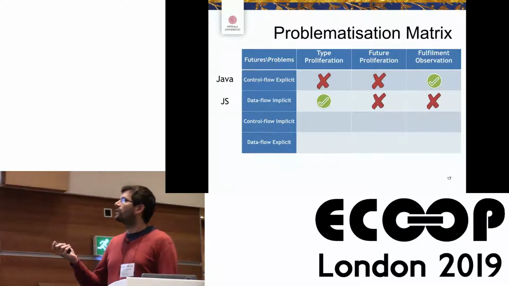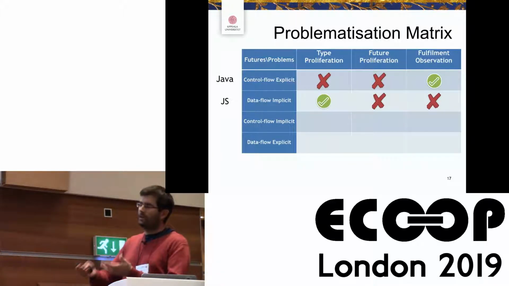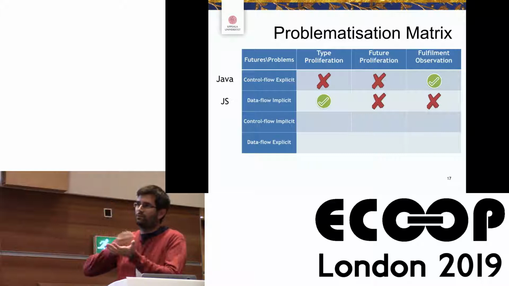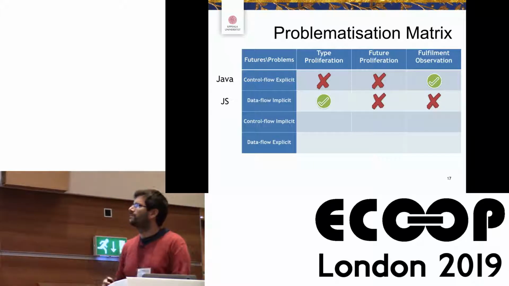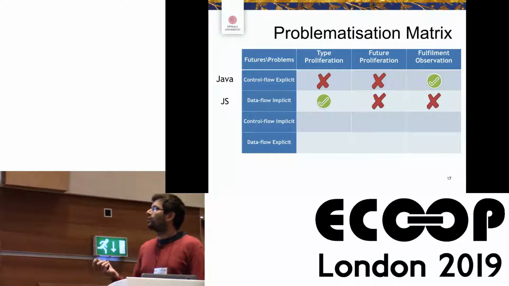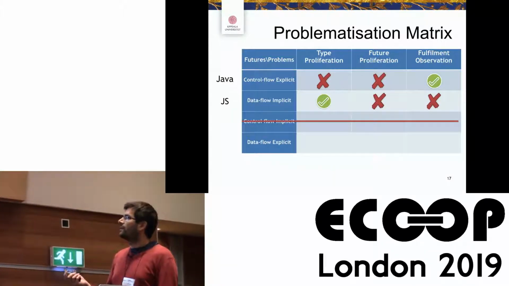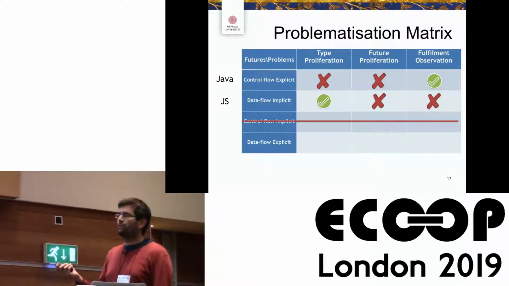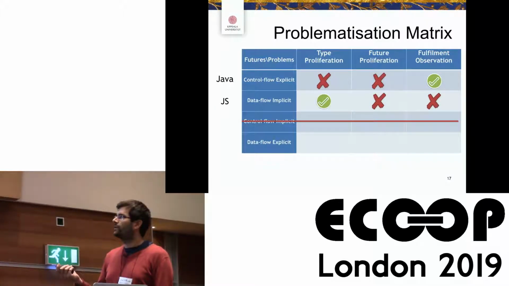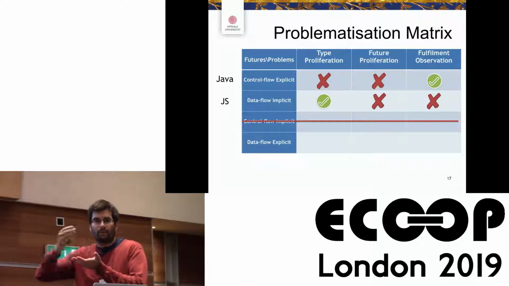Data flow and implicit could be JavaScript. You don't have access in this case to the type, and whenever you try to access the value, you just get the end result, not the intermediate steps. Control flow implicit will be the kind of future in which the future type is not available to the developer, but somehow you want to access the intermediate steps. This has not been studied as far as we know by anyone. And then data flow explicit futures would be the futures that are typed, so available to the developer, and where you can have data flow computations where you just want to get the end result without having access to the intermediate steps.